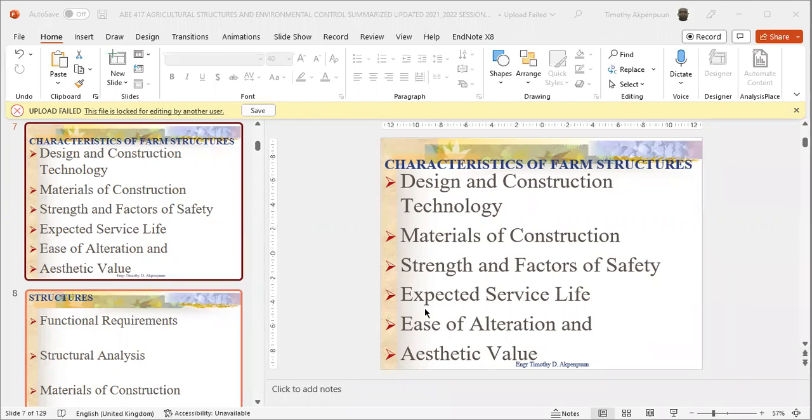Every structure must have a service life, just as much as we have shelf life for packaged food and drugs. Structures too do have what? Expected what? Service life or expected what? Expiry dates. So that has to be considered. Those are the characteristics of farm structures. Another one is what? Ease of alteration.